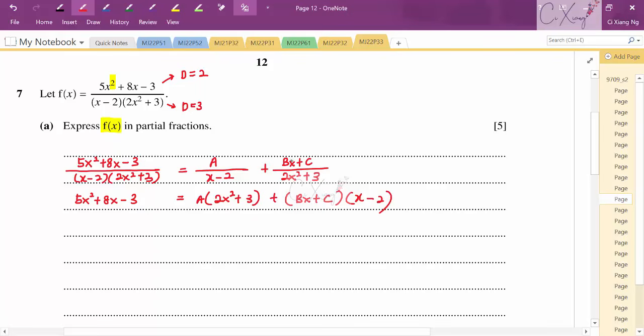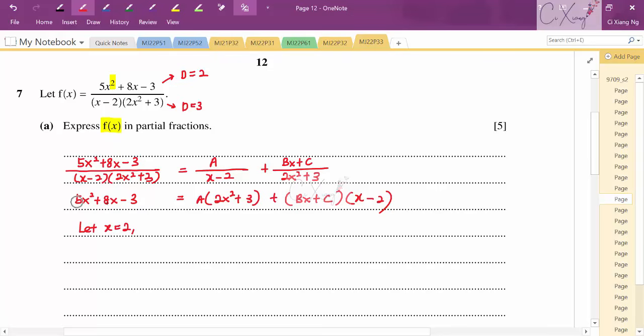Okay, so now I want to slowly eliminate all the unwanted unknowns to get the values for a, b, and c. First I will refer to this bracket x minus 2, and I try to make this bracket become 0. So I will let x equal 2 for this case. When x is equal to 2, substitute the 2 into the whole equation here.